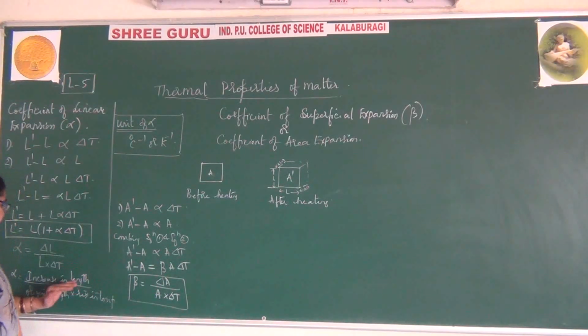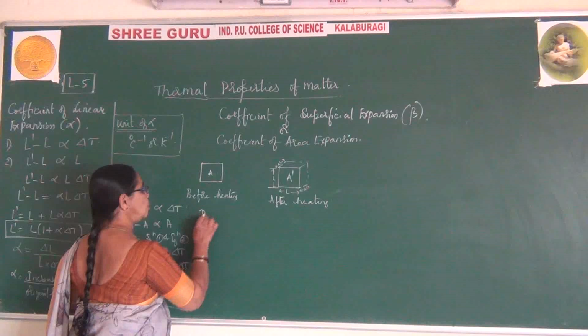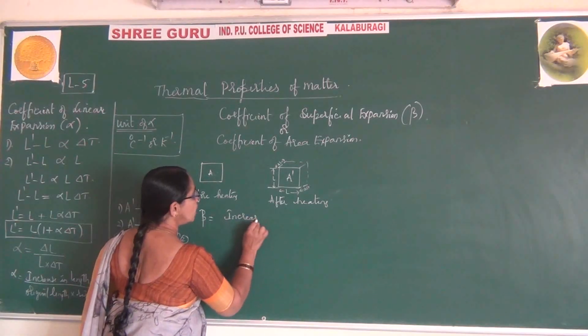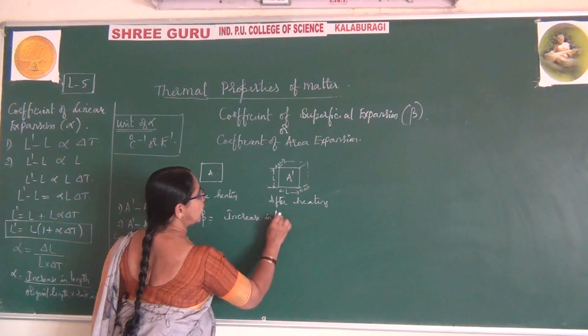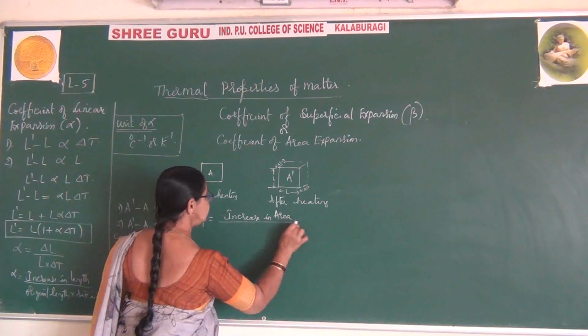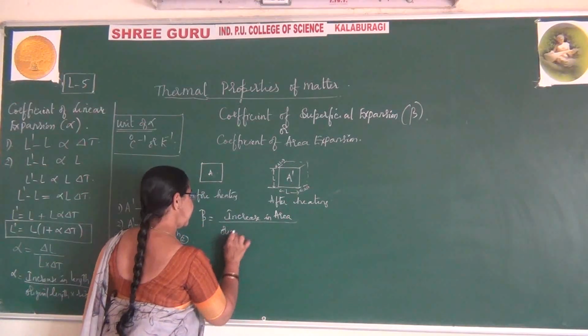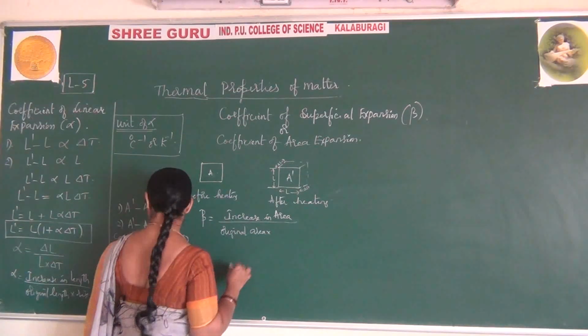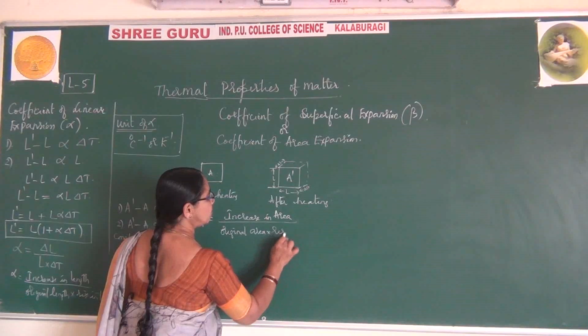Now I will rewrite the formula: beta equals increase in area divided by original area into rise in temperature.